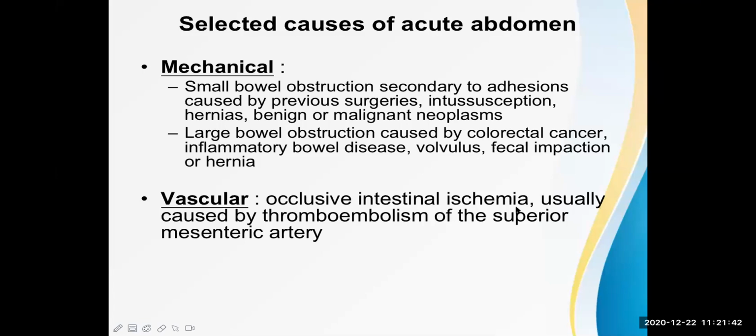Vascular, occlusive intestinal ischemia, usually caused by thromboembolism of the superior mesenteric artery. This is known as mesenteric ischemia. So these are some of the selected causes of acute abdomen.